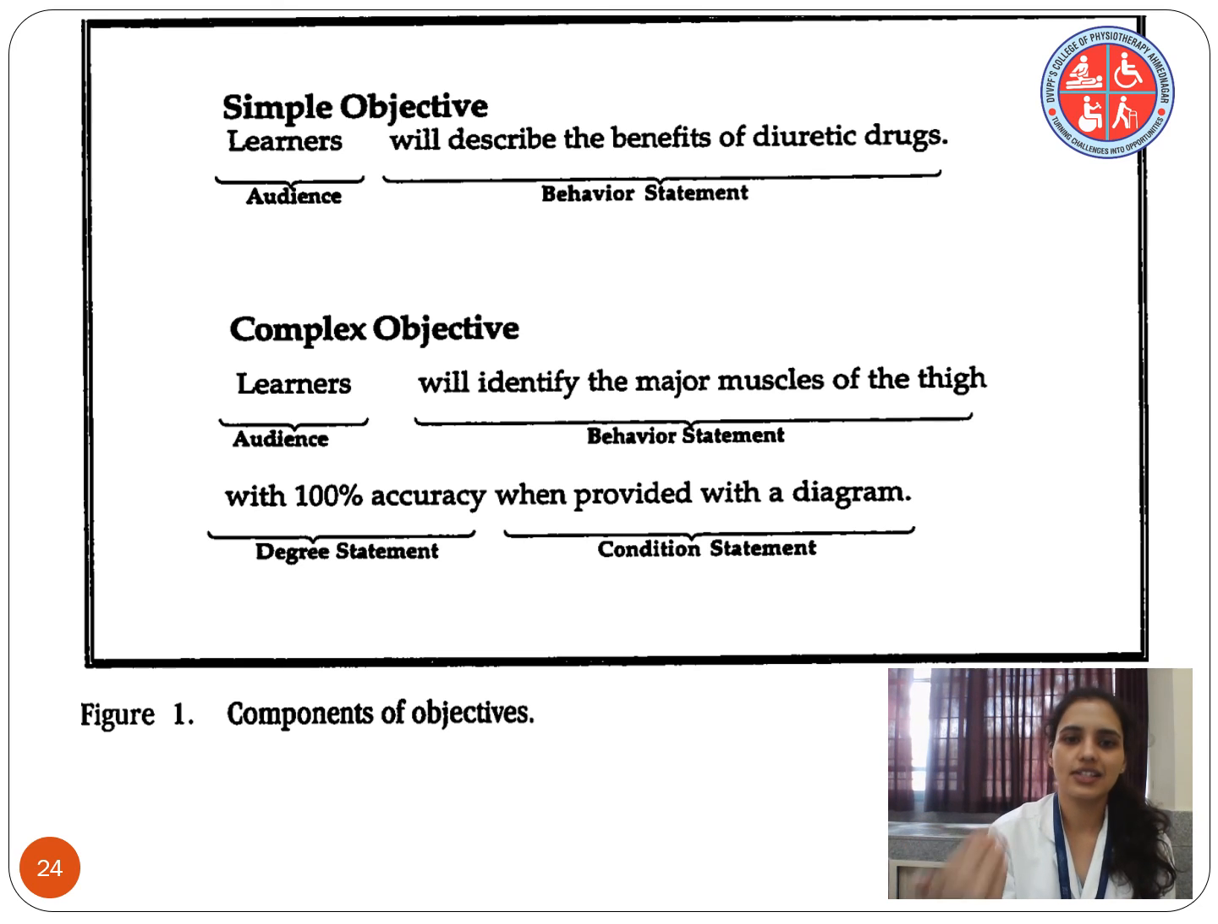In a simple objective, for example, at the end of the lecture, the learner will describe the benefit of diuretic drugs. A complex objective would be: the learner will identify the major muscles of the thigh with 100% accuracy when provided with a diagram. So we can write our objective in a complex way, and also in a simple way. At the beginning we should write in the simple way, and then we can modify it.